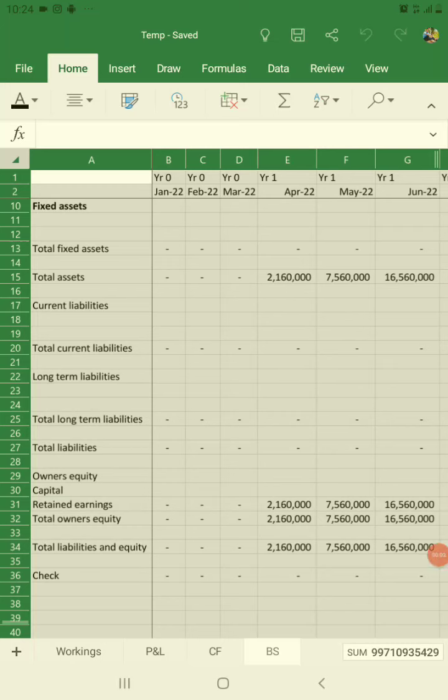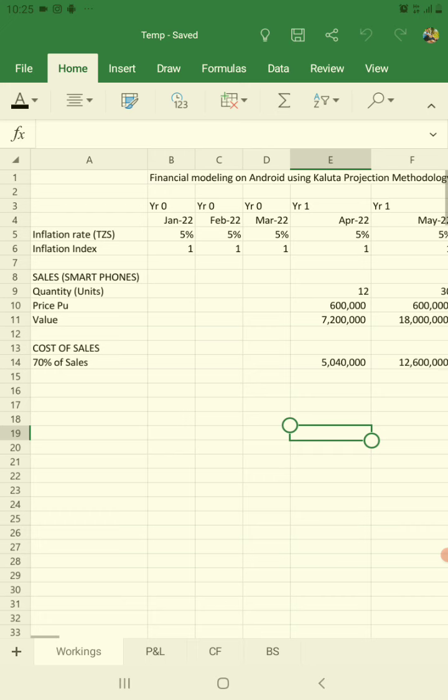Welcome back to our tutorial about financial modeling on Android using Kaluta projection methodology. We ended up summarizing our projected financials. To recap, let us see what we did with our two transactions of sales and cost of sales that were used to balance our financials.